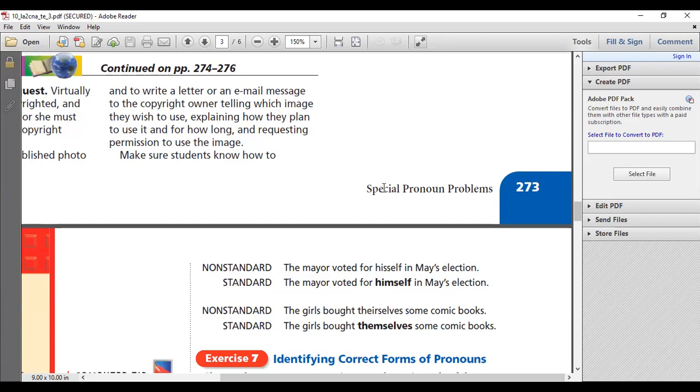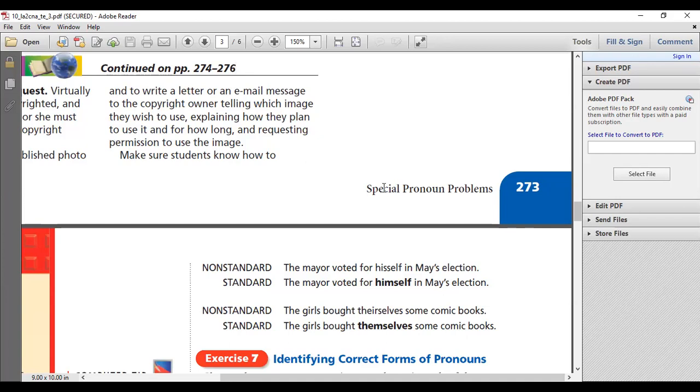Himself is in the objective case, therefore we use for himself. There's no such thing as his self. His self would be grammatically incorrect, and not the correct pronoun that we should be using. So let's keep that in mind, please, as we go through the chapter.